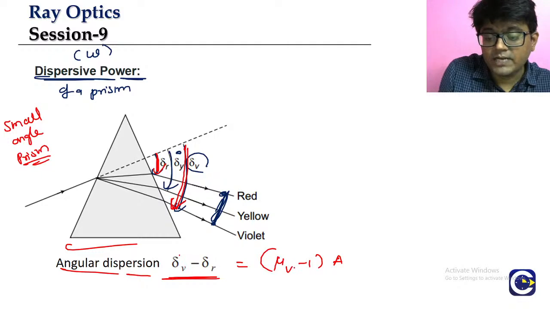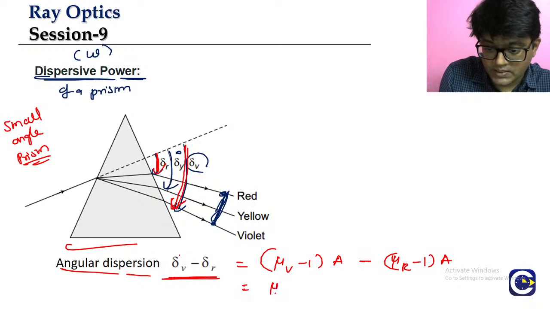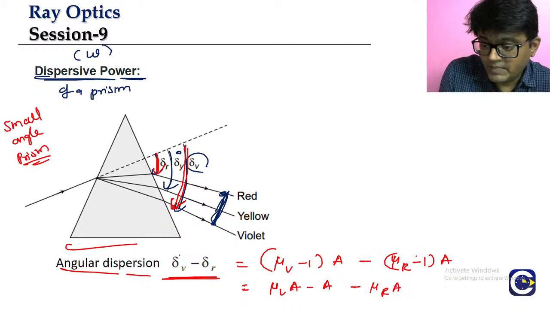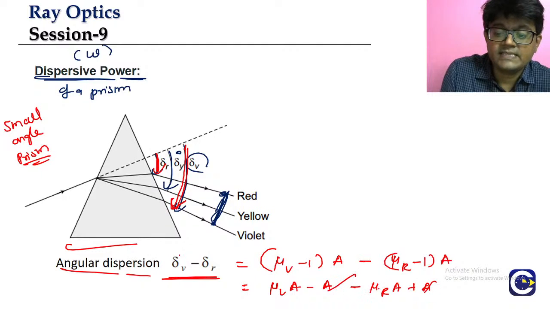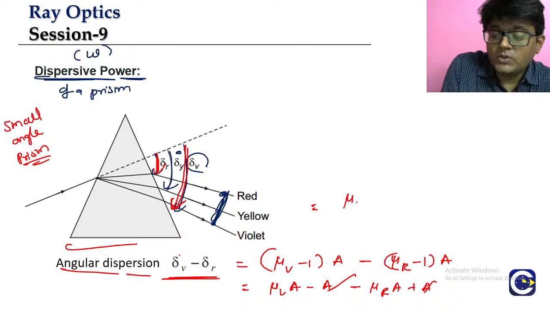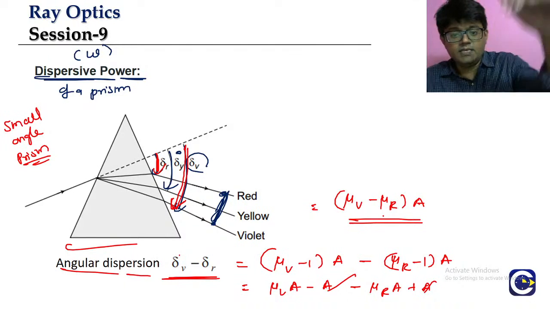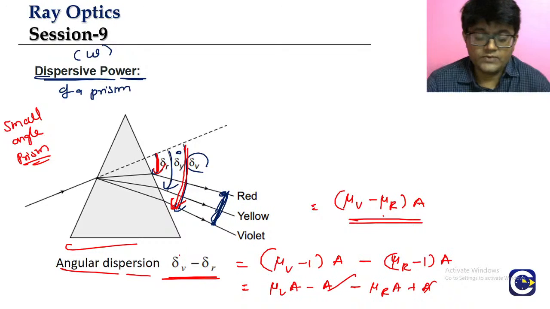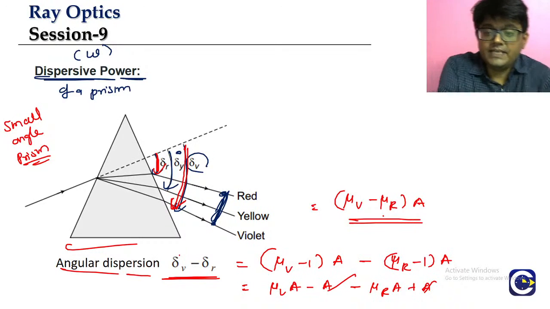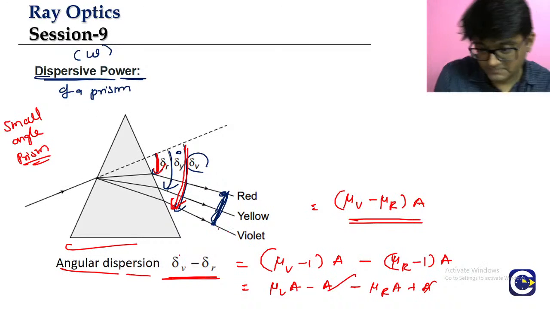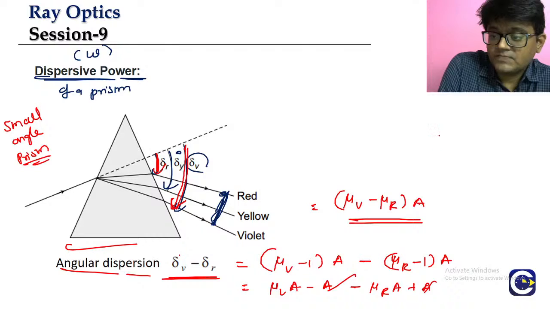Okay. Delta violet means mu violet minus 1 into A. Minus delta red means mu red minus 1 into A. Look at this. This is mu violet into A minus A, minus mu red into A. Minus of minus will become plus A. So plus A minus A is cancelled. What is it? Mu violet minus mu red into A. This is our angular dispersion. So what is the angular dispersion? It is the spread between red and violet. That is what we call the angular dispersion. Okay. And the dispersive power. Dispersive power is defined as, this is how we will define the dispersive power.